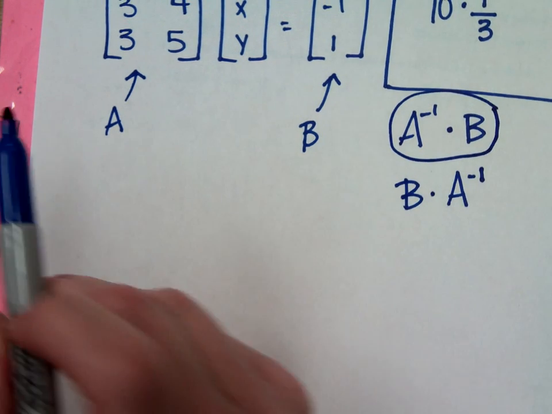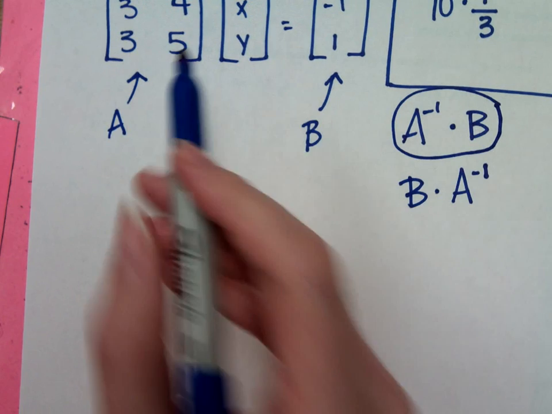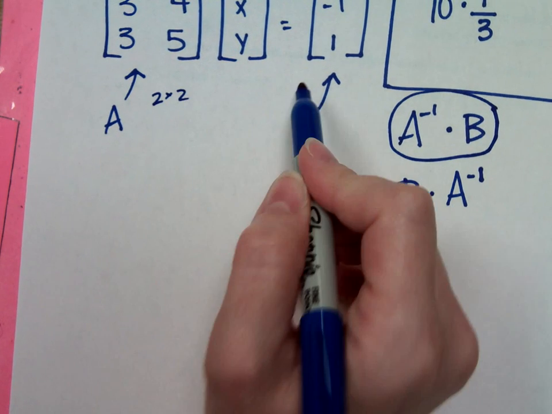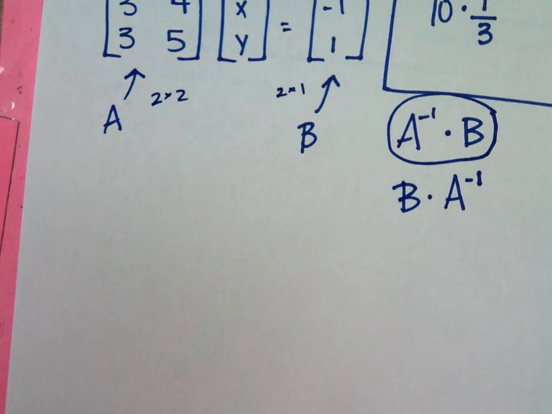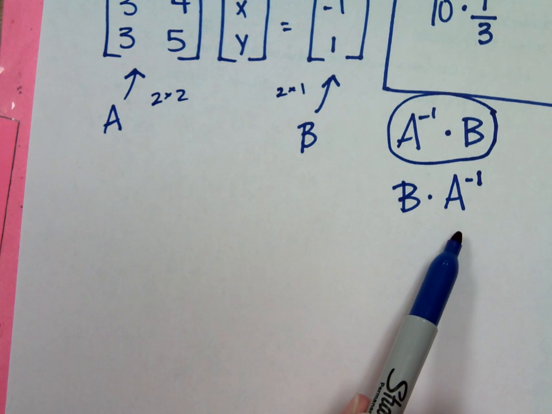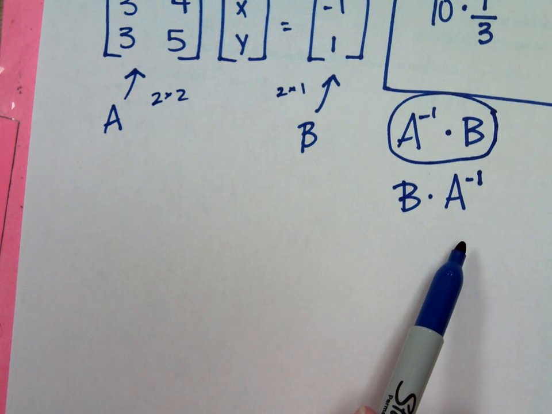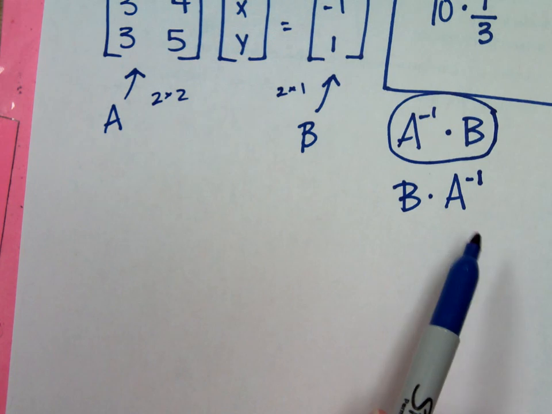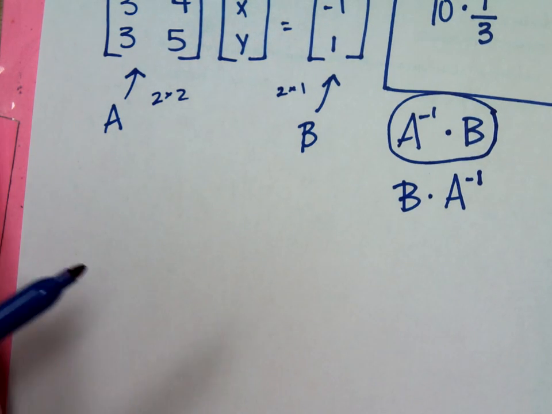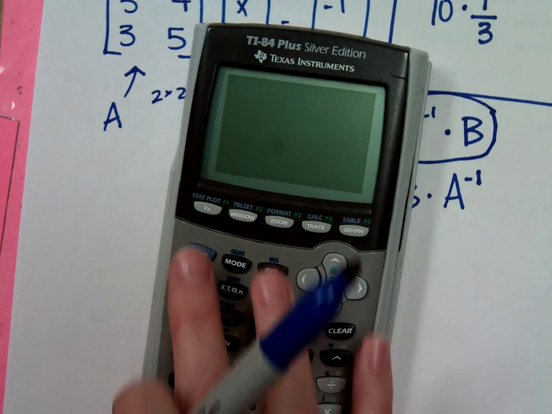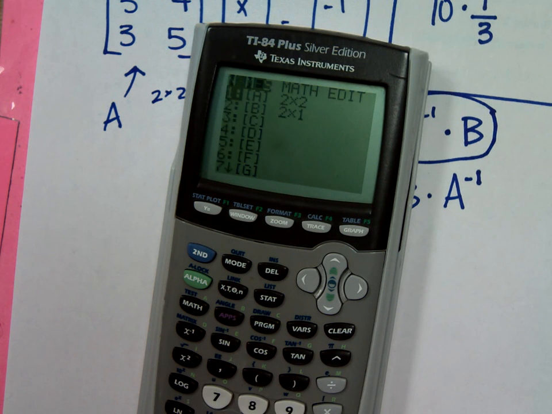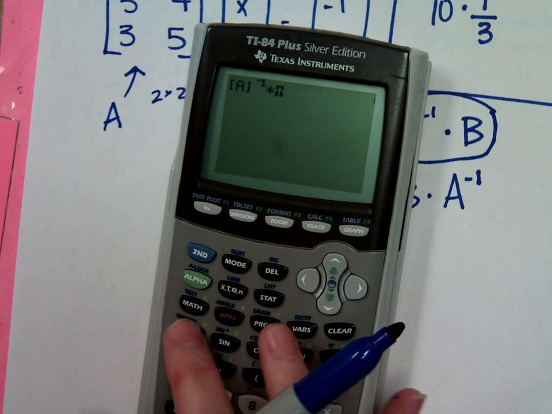Yeah, it's 2 by 2. Right? This is a 2 by 2, and this is a 2 by 1. So if I put it in this way, it's going to tell me that I have incorrect dimensions, right? So it has to go in this way, or mismatched dimensions, I think is what they say. So I'm going to put in the inverse of A times B.